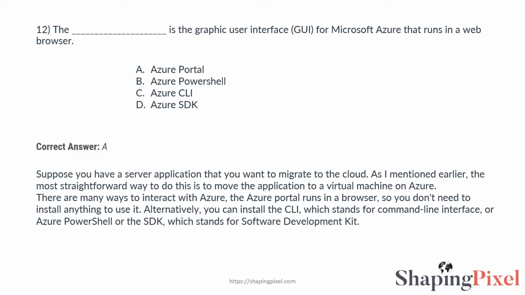Suppose you have a server application that you want to migrate to the cloud. As I mentioned earlier, the most straightforward way to do this is to move the application to a virtual machine on Azure. There are many ways to interact with Azure. The Azure portal runs in a browser, so you don't need to install anything to use it. Alternatively, you can install the CLI, which stands for Command Line Interface, or Azure PowerShell, or the SDK, which stands for Software Development Kit.